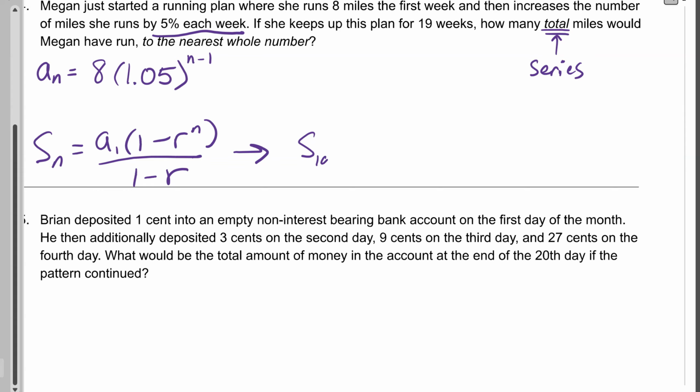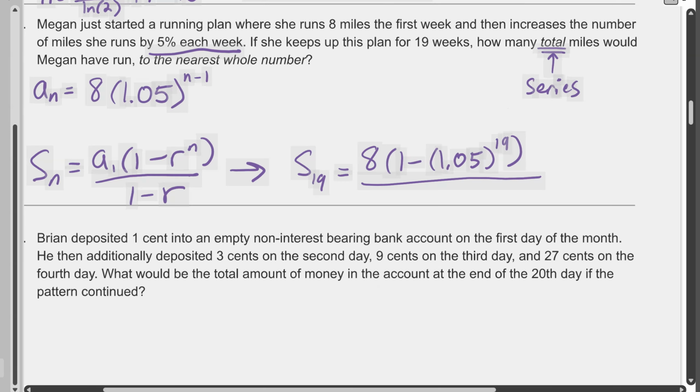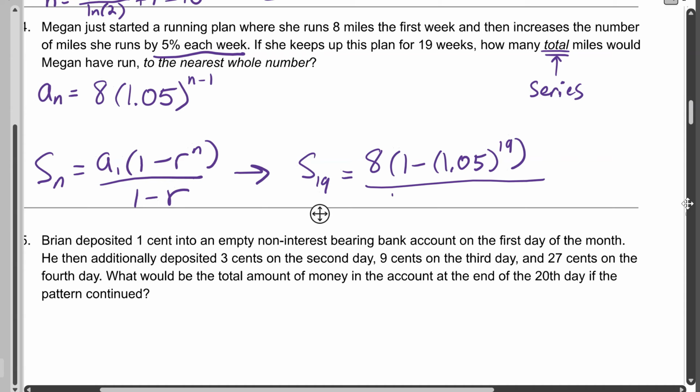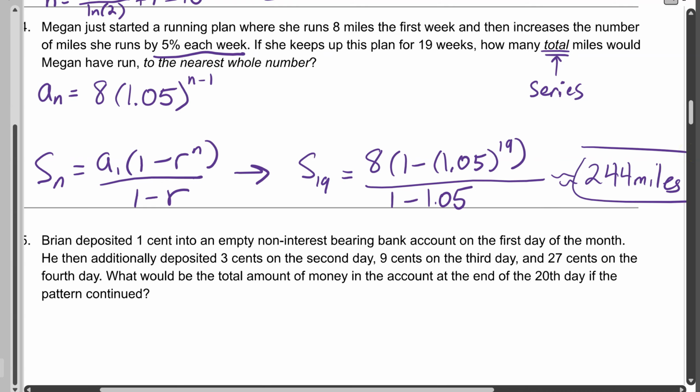To find the 19th partial sum, I would do 8 times 1 minus, keep in mind my common ratio is 1.05, right? It's not 0.05, it's what I multiply by to get to the next term. So it's not a rate, it's a common ratio between consecutive terms. It's different from a rate of increase. And in this case, it should be approximately 244 miles that she'll run over the course of those 19 weeks.